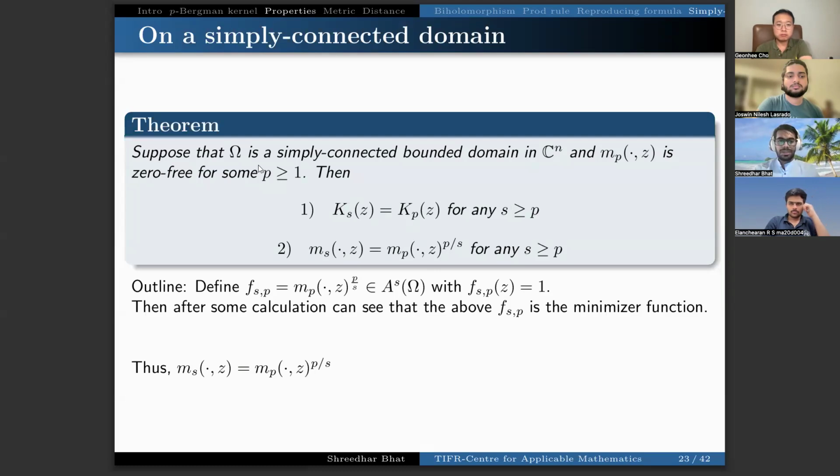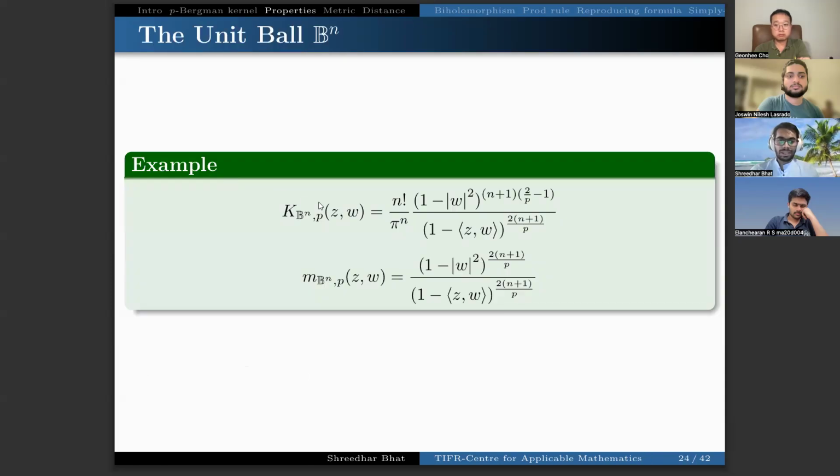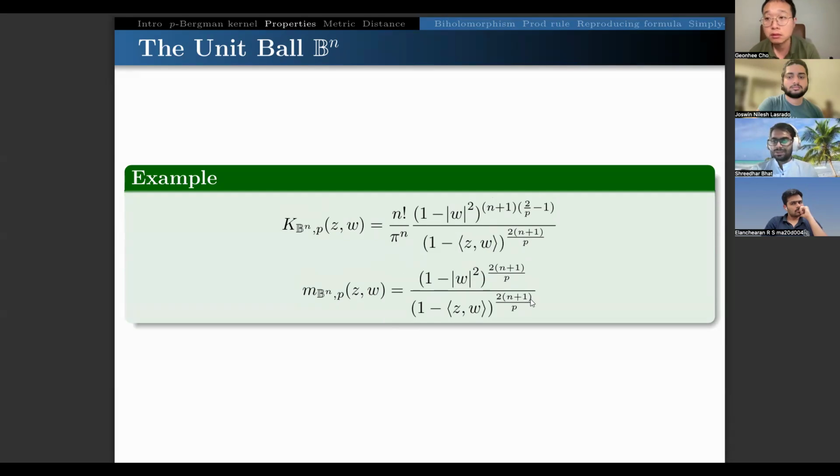So using this, you can easily get what it should be for a unit ball. You just look at the minimal function for the case p equal to 2 and then take it to the power 2 over p. So you can get an explicit closed form expression in the case of the unit ball.